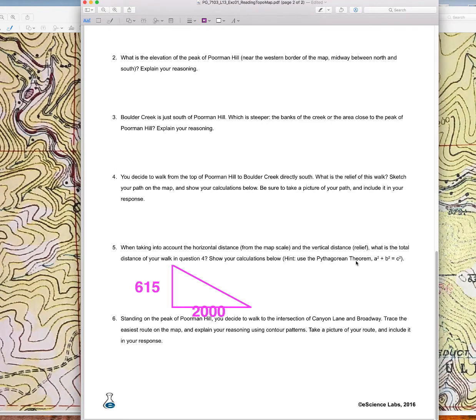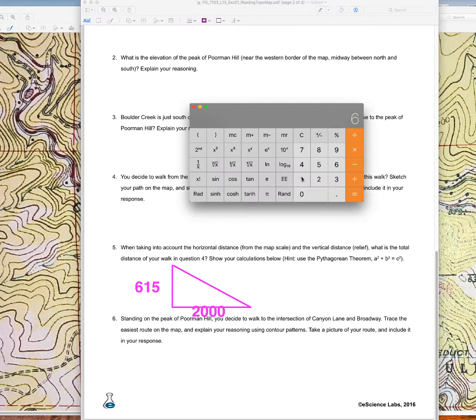Using the Pythagorean theorem, we have A squared plus B squared equals C squared. So we square each and add them together. When you do that, 615 squared gives you 378,225. So write that down. Then we take 2,000 and square that, that's 4 million. We add it to the 378,225 that we got for 615 squared, and that's 4,378,000, right? So that's C squared.